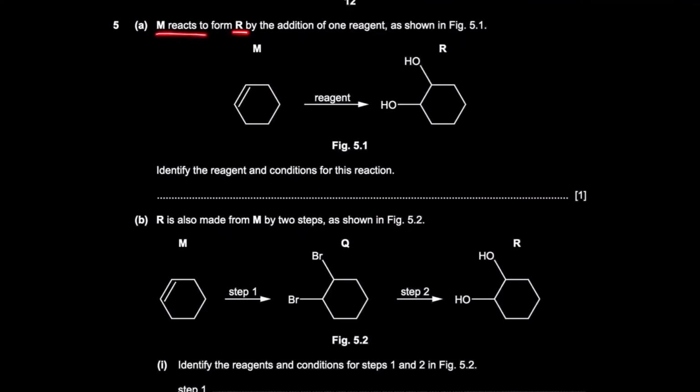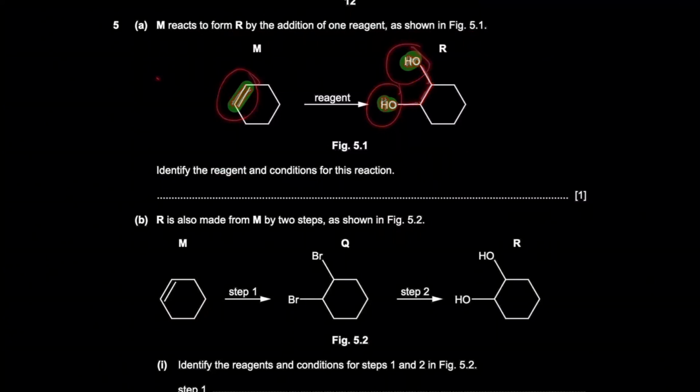M reacts to form R by the addition of one reagent as shown in figure 5.1. Identify the reagent and conditions for this reaction. So alkene is producing a diol. Yes, so this is a weak oxidation of alkenes. Weak oxidation of alkenes is when you add two OH groups to the double bonded carbons.